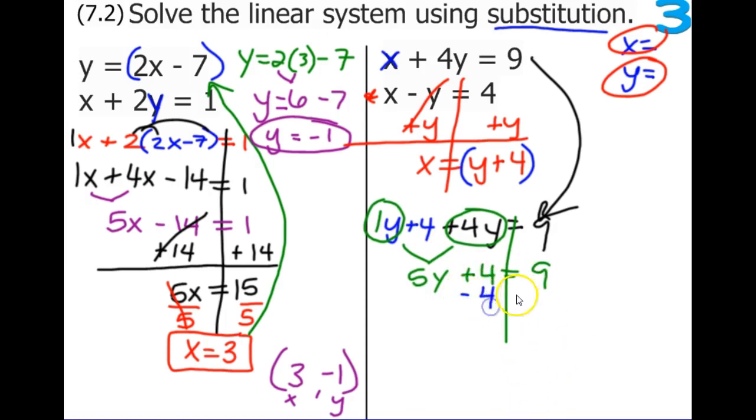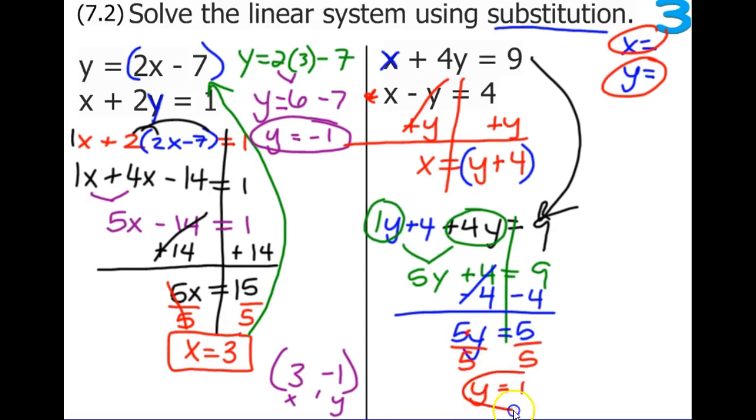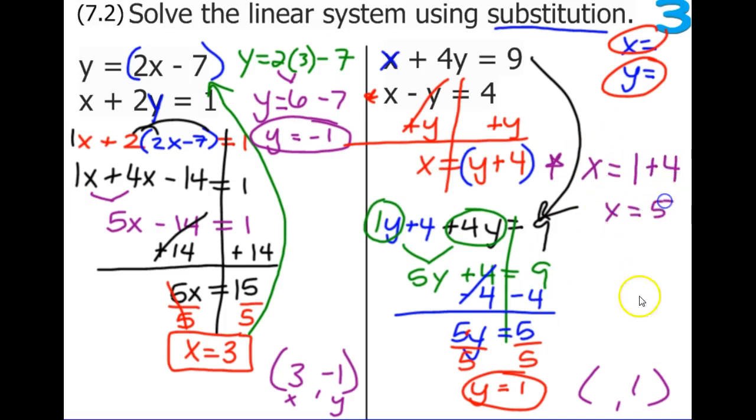Get rid of your addition and subtraction first. So I'm going to subtract 4. So I have 5y equal to, and 9 minus 4 is 5. Last, divide by 5, the opposite of multiplying right here. 5 divided by 5 is 1. So I know what y is. I need to plug it back in and find x. I'm going to plug it into this equation right here because it already has x by itself. So it says x equals y plus 4, so 1 plus 4. So we know x is now 5.